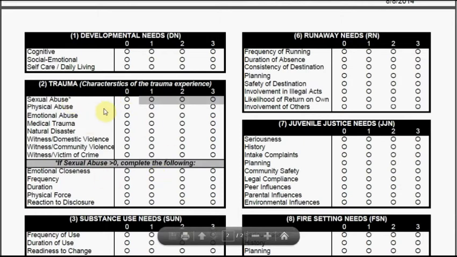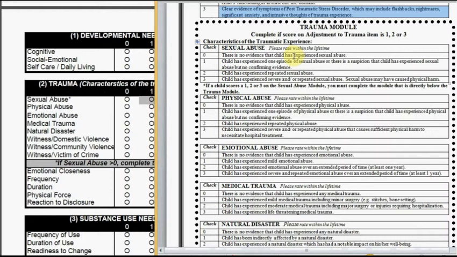All right, so the trauma module, if the child scores 1, 2, or 3 on the first item, which is sexual abuse, it triggers the sexual abuse supplemental module. So here we go. Sexual abuse, 0, no evidence. 1 episode of sexual abuse, or there is a suspicion that the child has experienced sexual abuse but no confirming evidence. So suspicion or 1 episode. 2, repeated sexual abuse. 3, severe and or repeated sexual abuse. The criteria is interesting, right? 2 is repeated, 3 is severe or repeated. And in 3, the sexual abuse may have caused physical harm.